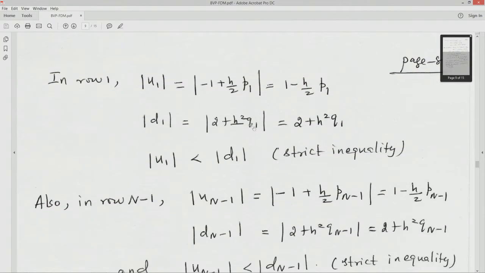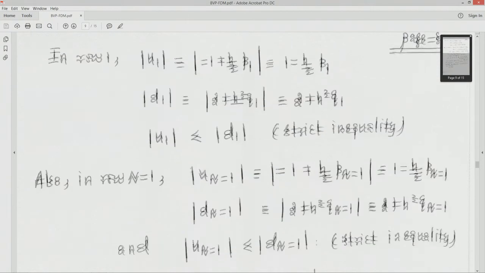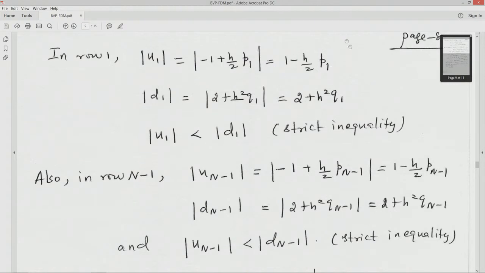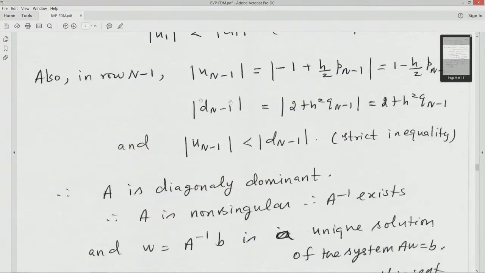Let us see the rows 1 and n. Now, in row 1, we have modulus of u1 to be modulus of minus 1 plus h by 2 p1, which is 1 minus h by 2 p1, and mod d1 is modulus of 2 plus h square q1, and so it is this. And we observe that mod u1 is strictly less than mod d1. Similarly, in the n minus 1th row, mod un minus 1 is this, and mod dn minus 1 is 2 plus h square qn minus 1, and we observe that mod un minus 1 is strictly less than mod dn minus 1.